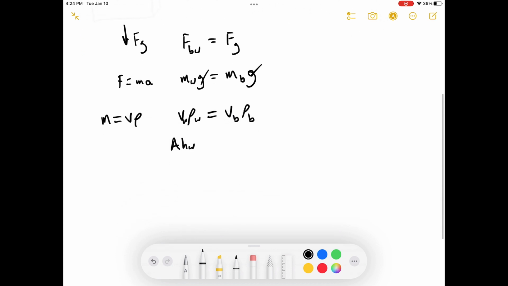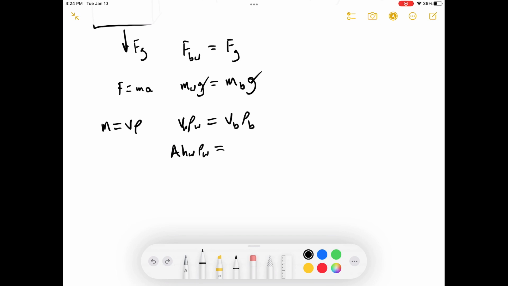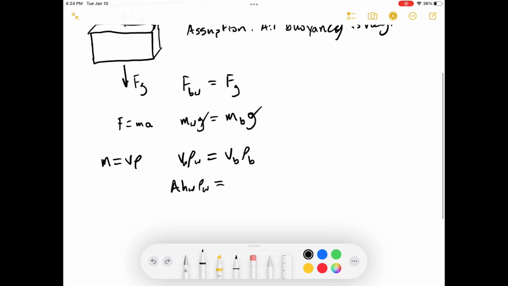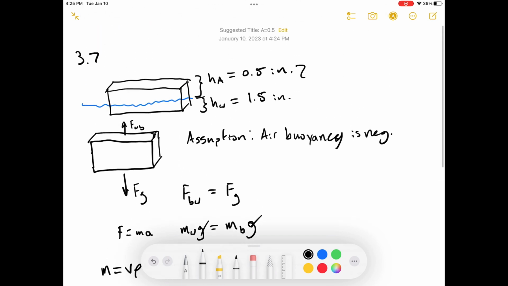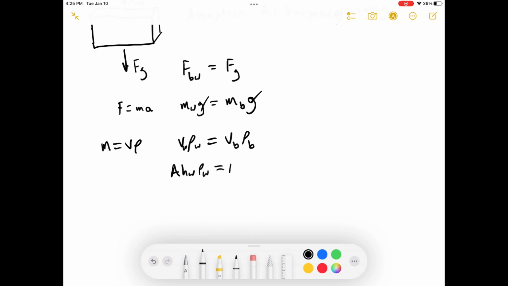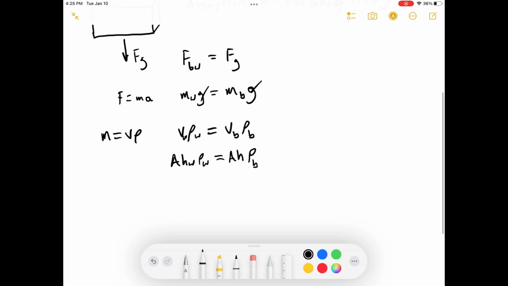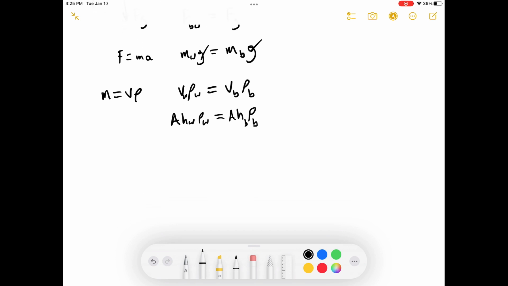Okay, and then that still times the density. And on this side, we have the total volume of the block, which should be the total height of the block. So the cross-sectional area times the total height of the block times the density of the block equals the mass of the block. Okay, we could call that HB as well, I guess.